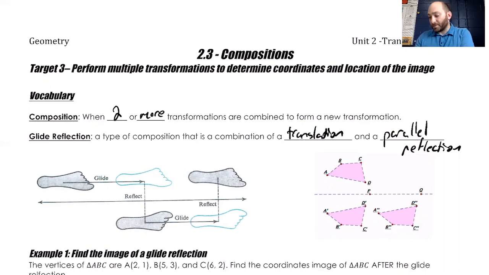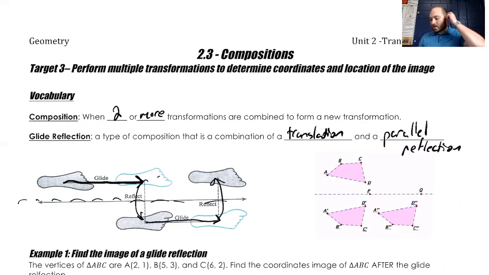When you look at this, the glide part is the shifting right here. There's my translation. If it moves in that direction, this is my line of reflection. So then it does this right here where it reflects that way. That's the glide reflection. When I go here, this is now the glide, and then there's the reflection. Same thing with this other example over here.